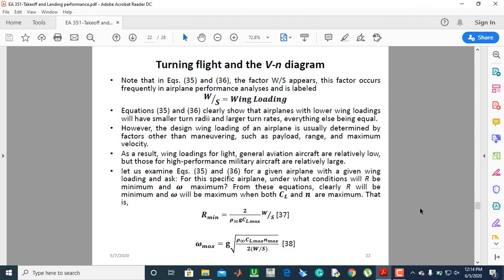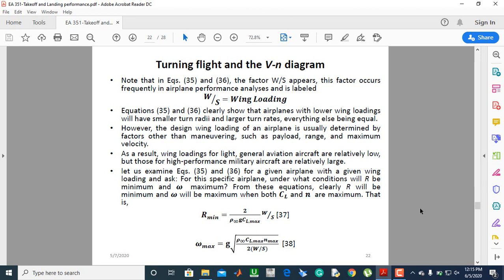Right? And if we examine equation 35 and 36 for a given aircraft with a given wing loading and ask for this specific airplane, under what condition will the radius of curvature be minimum and the turn rate maximum, then from these equations clearly R will be minimum and the turn rate will be maximum when both the lift coefficient and the load factor are maximum.